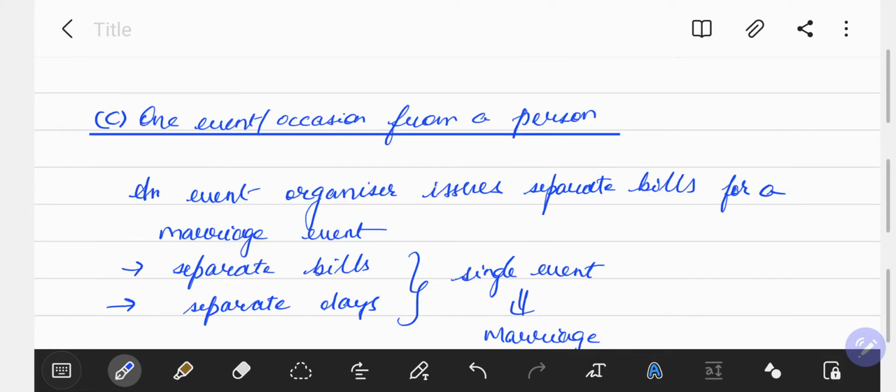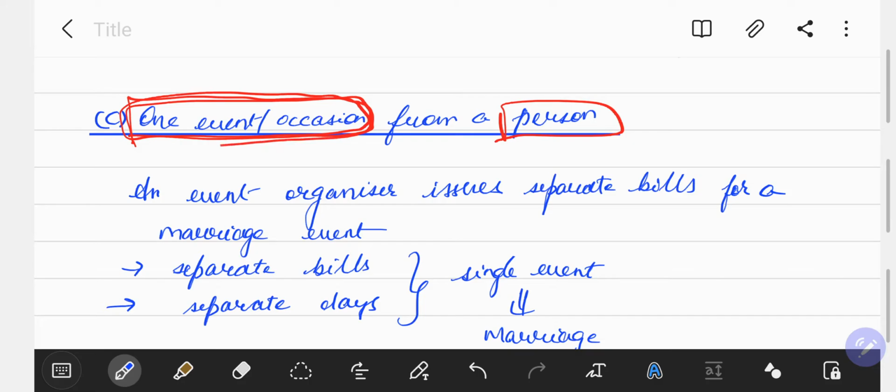Now coming to the third condition, the third condition says that no person shall receive an amount of 2 lakh rupees or more in respect of transactions relating to one event or occasion from a person. Now in this condition, one event or occasion is covered.